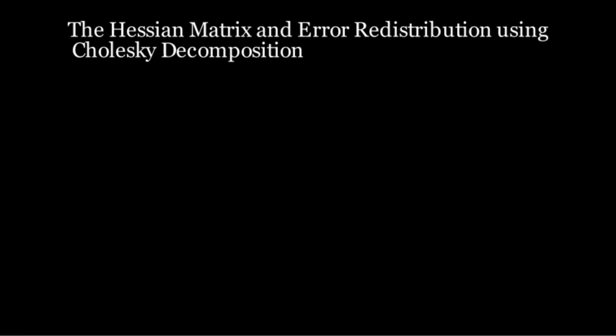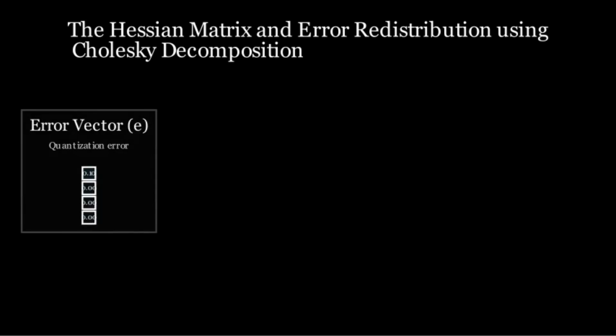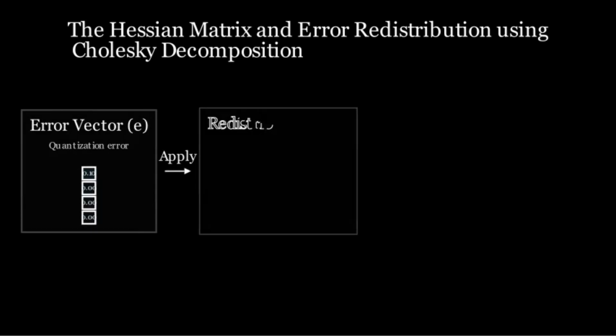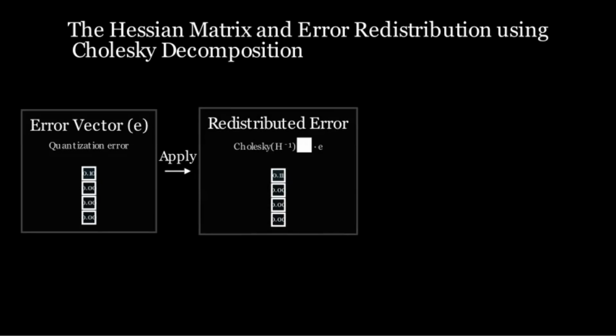So how does the error redistribution work? When we quantize a weight, we create an error vector. We then apply the Cholesky decomposed Hessian inverse to this error vector to determine how to adjust the remaining weights to compensate for that error. This redistribution ensures that quantization errors have minimal impact on the model's outputs, preserving performance even with significantly reduced precision.